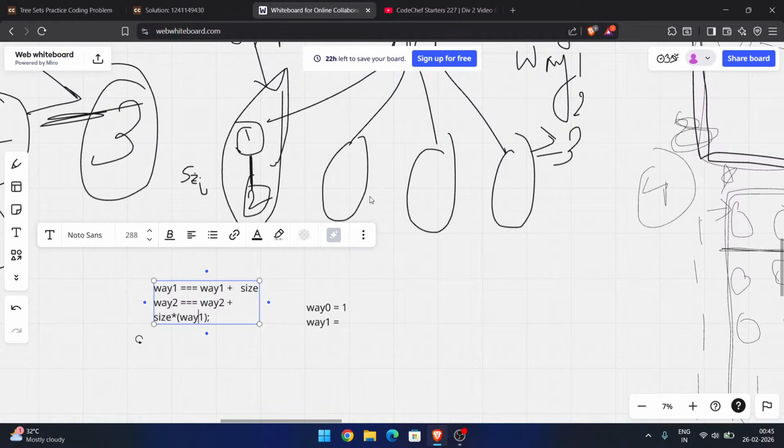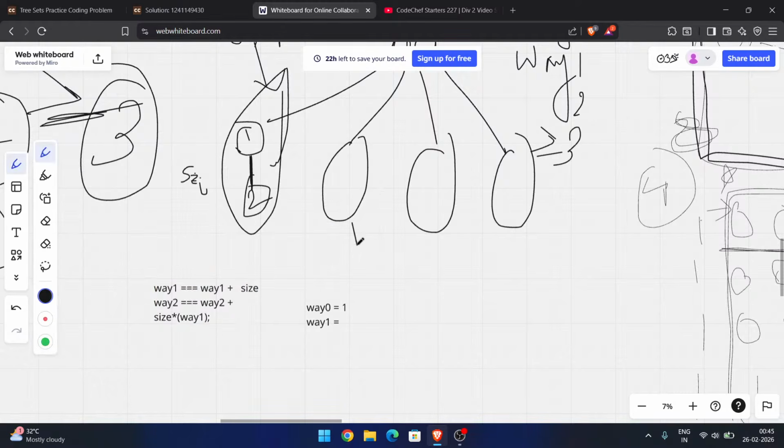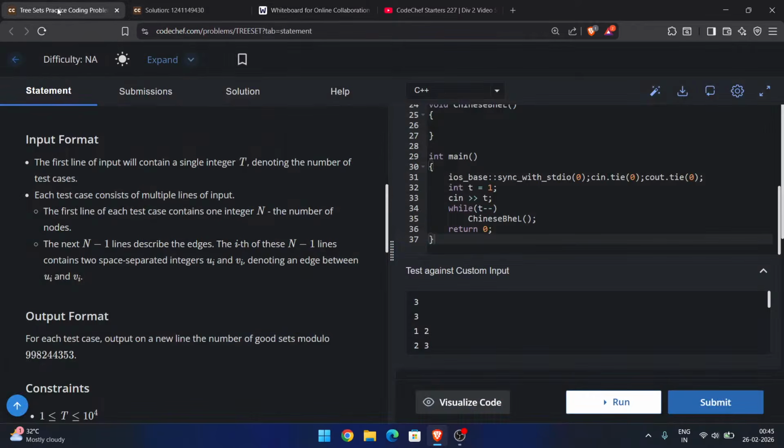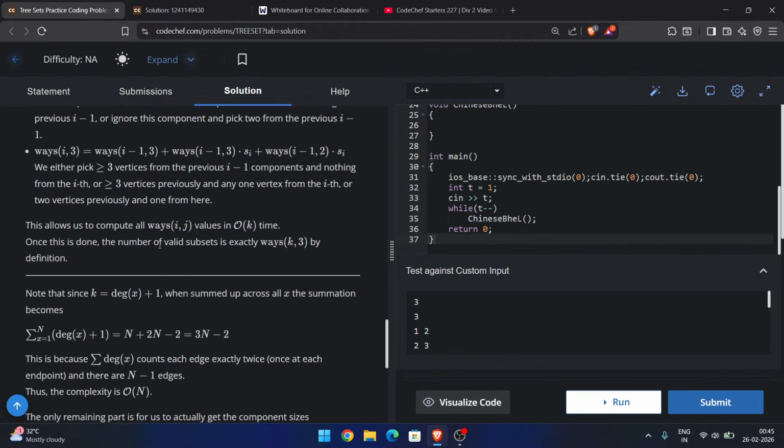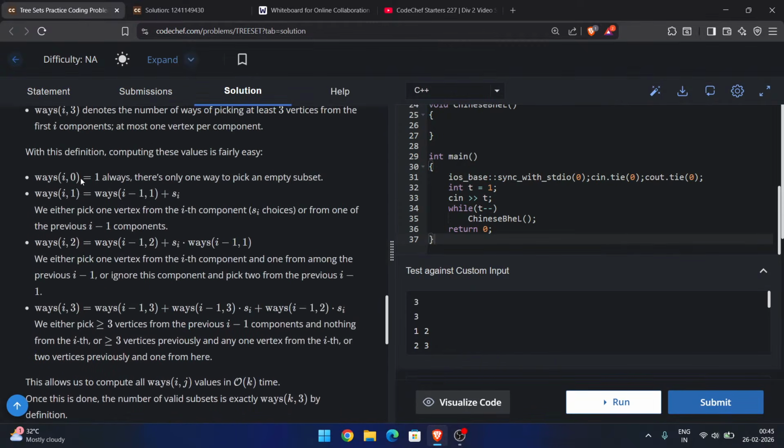So if I am at this index, then whatever possible ways till this index, into the size of this index. You can see it here. So these are the transitions it follows.